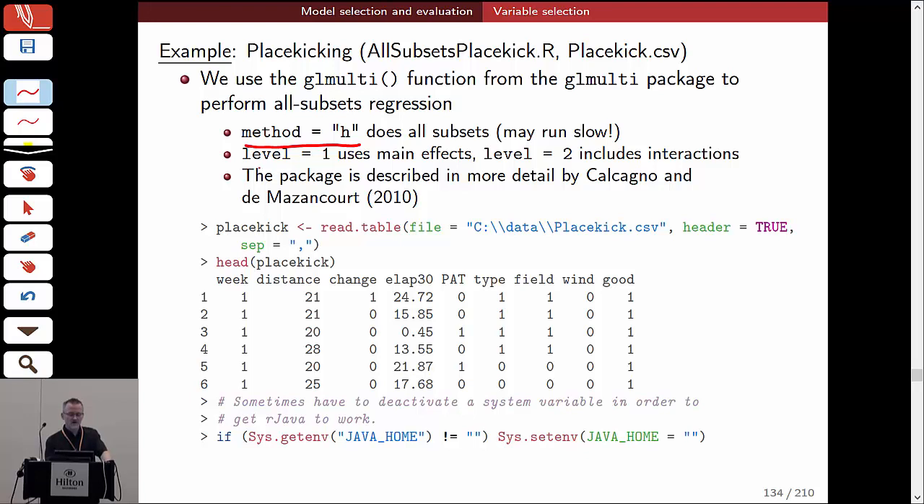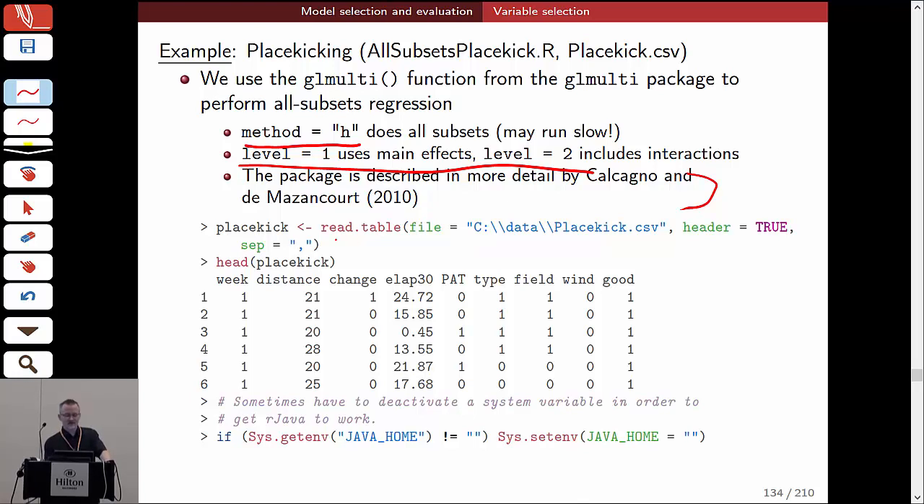Level equals 1 does main effects. Level equals 2 will include interactions for you, but notice that those interactions count toward your pool. So if you have a lot of variables and you try level equals 2, you're already sunk. Level equals 1 will be about as much as you can do, even if you can do that. The package is described in much more detail in a paper by Calcagno and de Mazencourt.